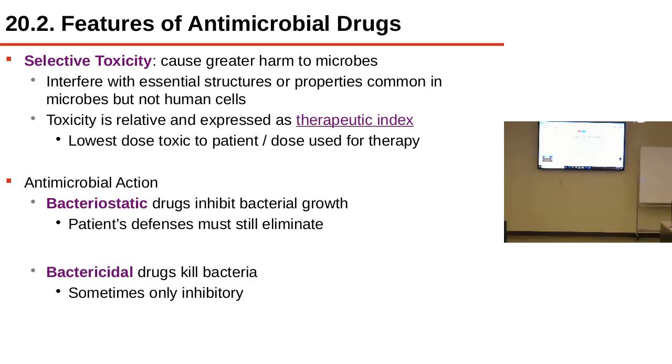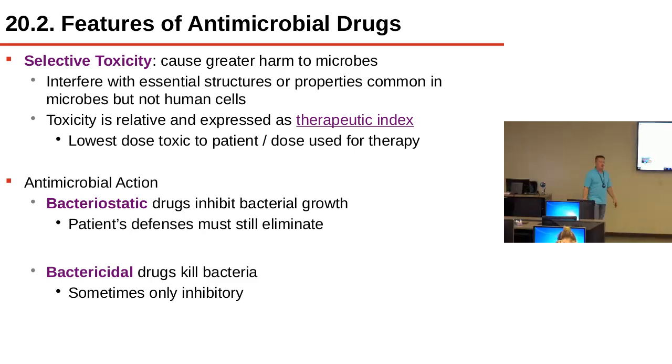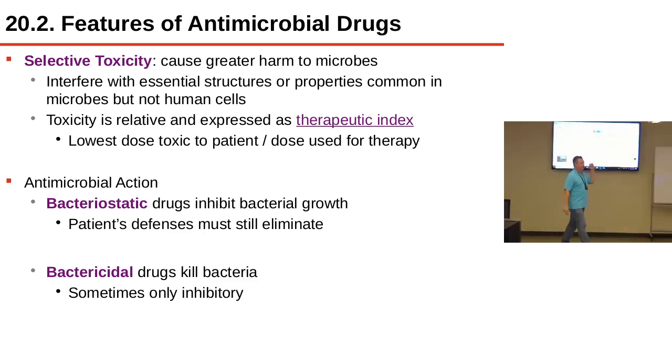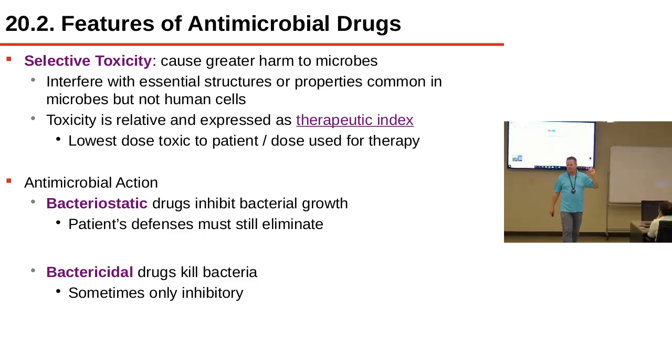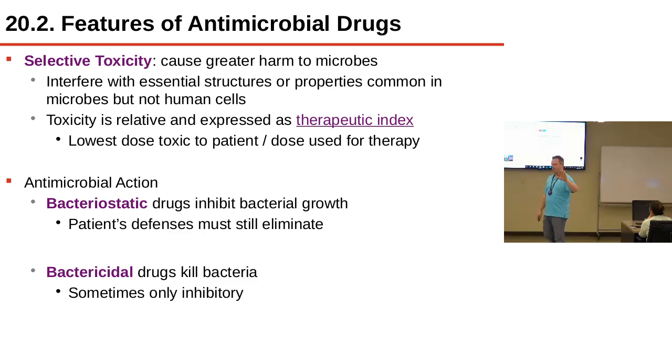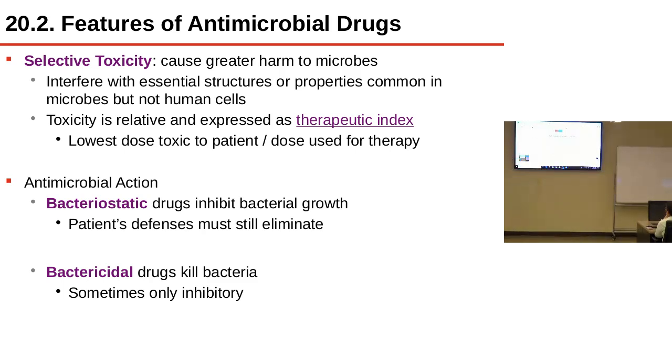Now, there are 2 different types of antimicrobial actions that drugs can take. They're going to be bacteriostatic. Bacteriostatic means that they stop the growth. It doesn't kill the ones that are already there. It's going to stop any new growth. And then bactericidal drugs are going to kill all bacteria.